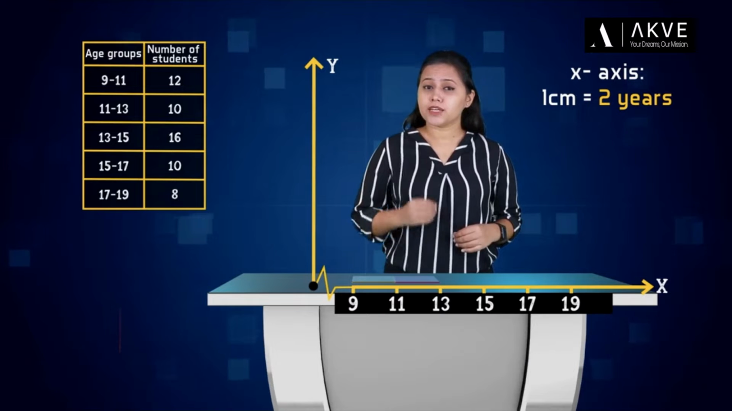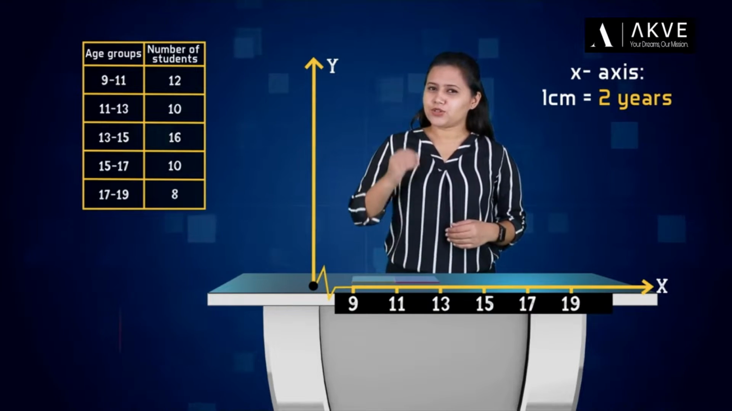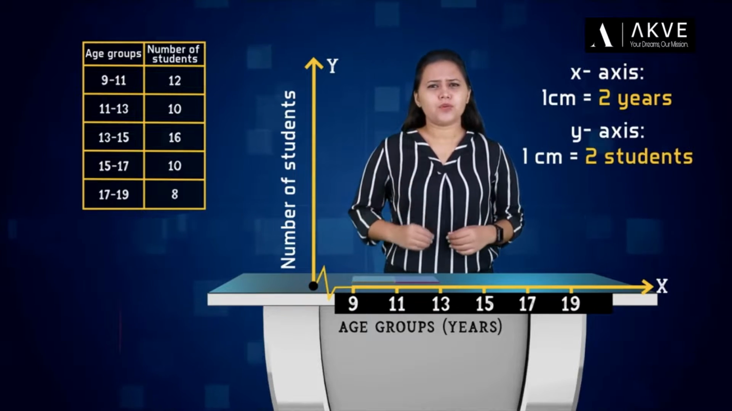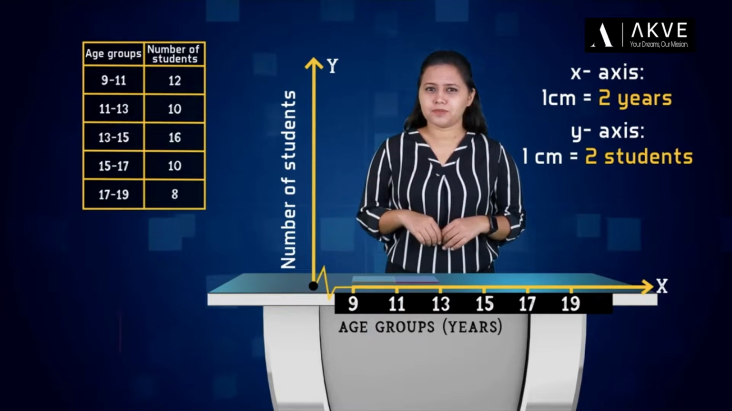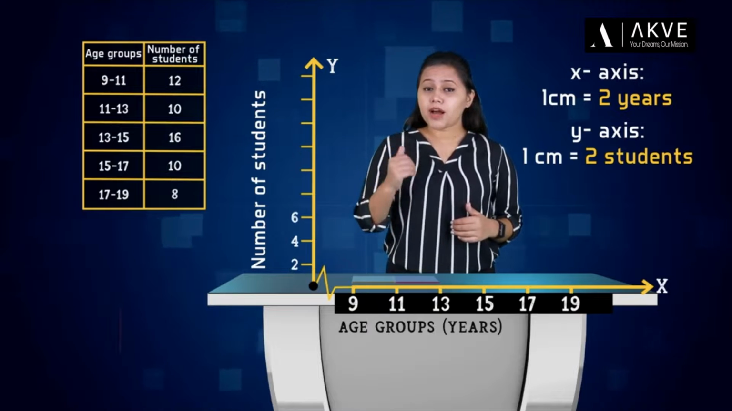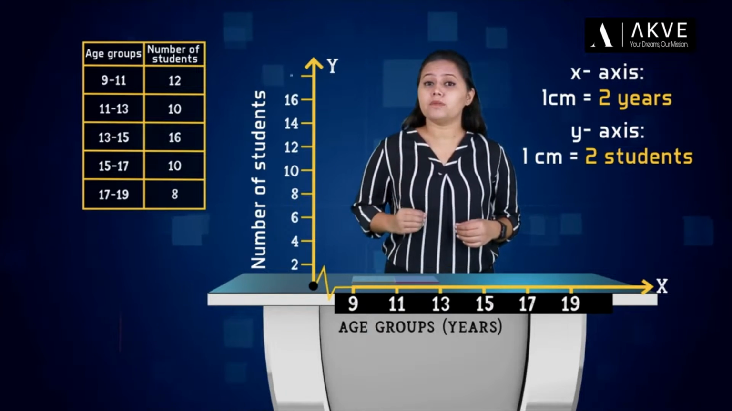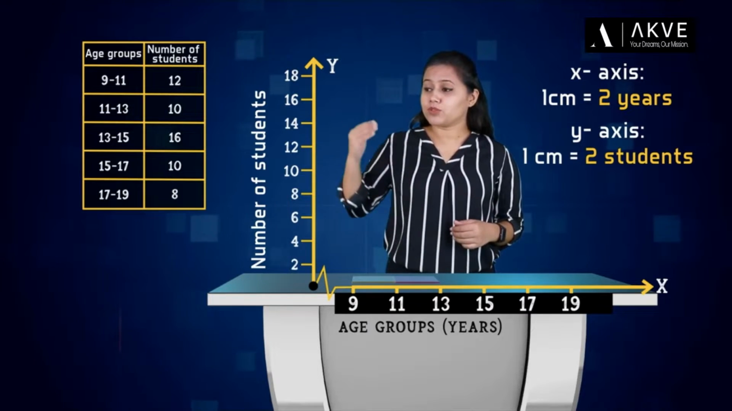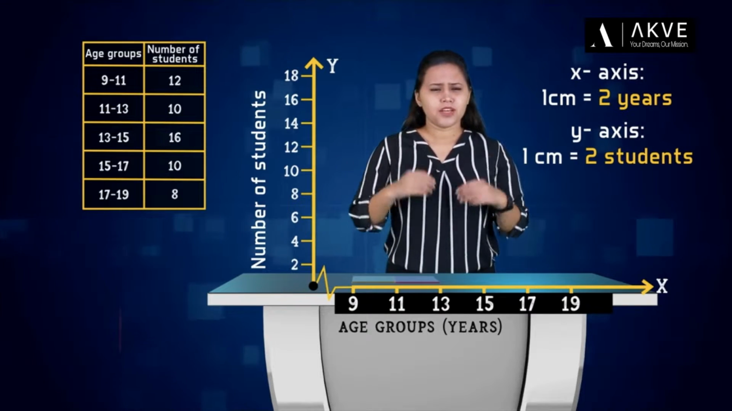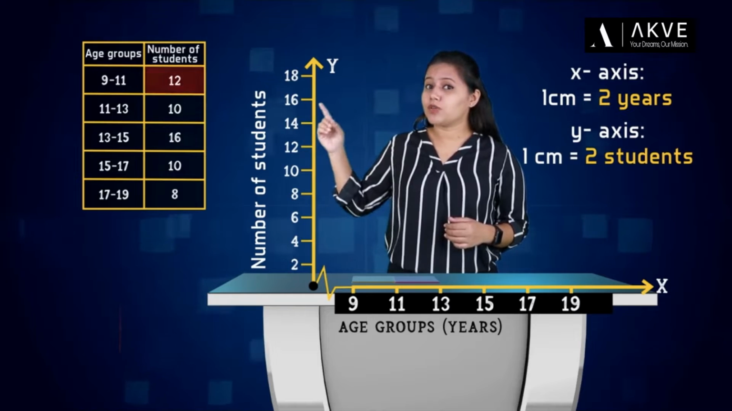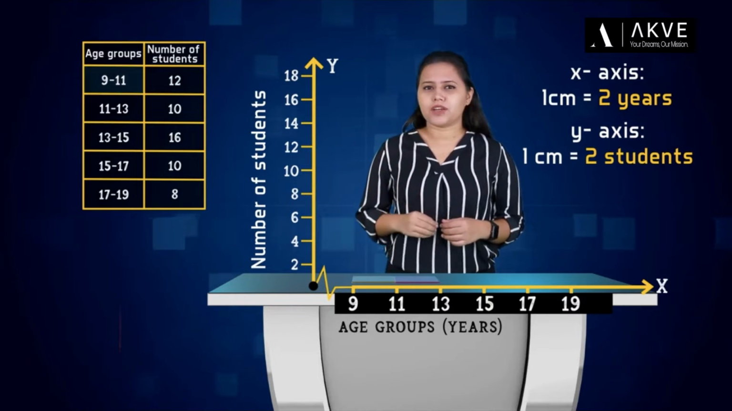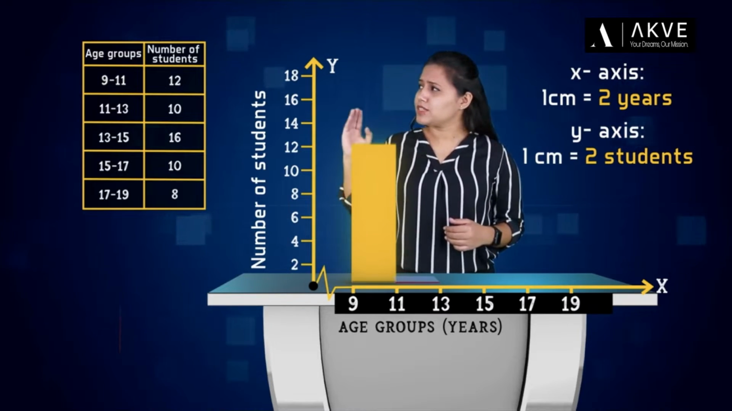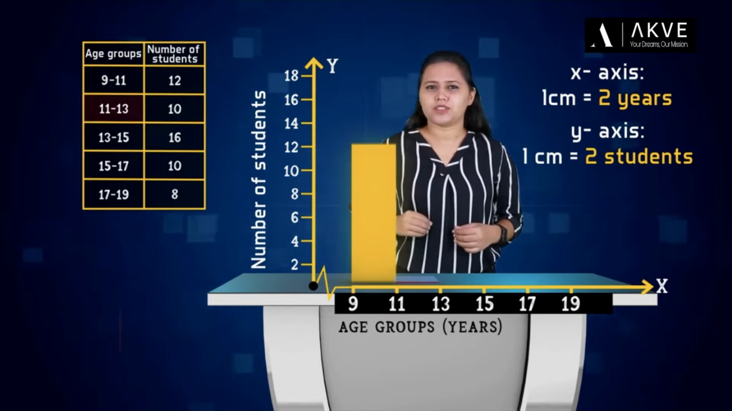Now, a second scale is chosen for the vertical line to represent the frequencies. I will take 1 cm is equal to 2 students as the scale. Now, just like in bar graphs, we draw rectangular bars of width equal to the class size and length equal to the corresponding frequencies. So let's represent the frequency 12 in the class 9 to 11. Now let's represent the frequency 10 in the class 11 to 13.